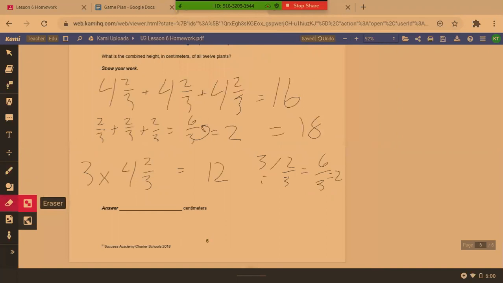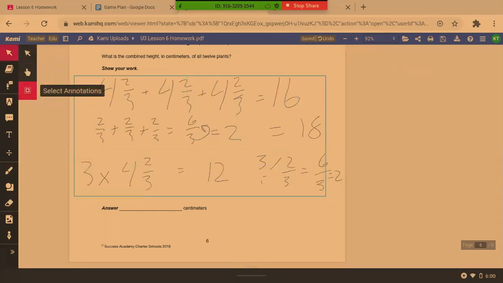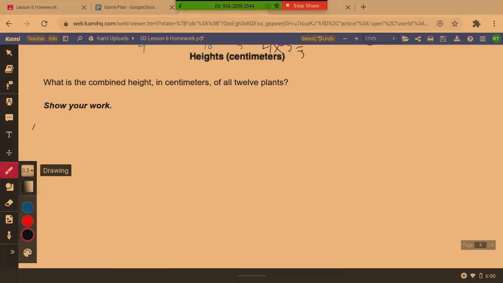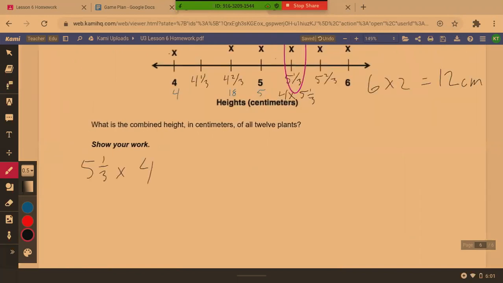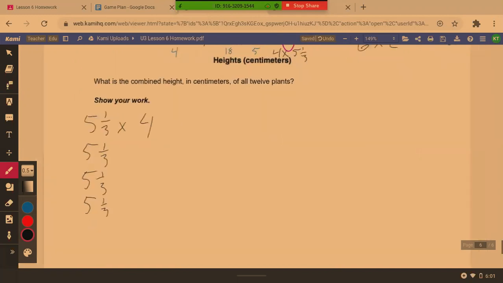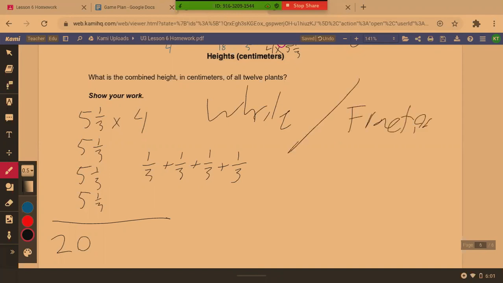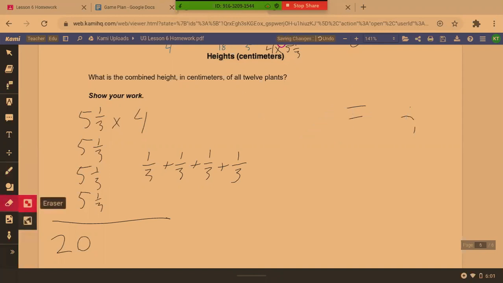Okay, now let's do the one we were just talking about. My bad, y'all. Okay. 5 and 1/3 times 4. Now, again, you could just do 5 and 1/3, 5 and 1/3, 5 and 1/3. And that would give you 5, 10, 15, 20. And then now all you have to do is 1/3 plus 1/3 plus 1/3 plus 1/3. Because when you're working with mixed numbers, you can split it in half. Focus on the whole number and then the fraction. And then just combine them at the end.